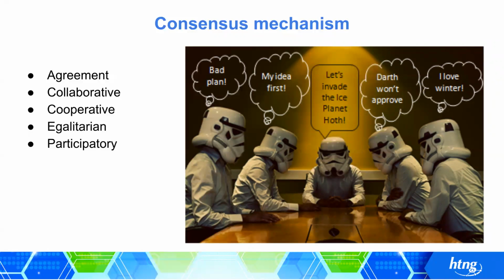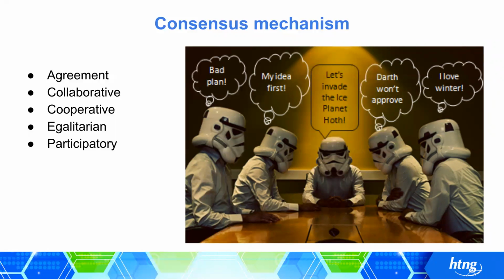Also, another major point is collaborative. It means all participants should aim to work together, not separately for their own individual interests, but together for the whole network. The next major point is cooperative. It means all participants should work as a team rather than as individuals. Team first, and just after that think about individual aims.